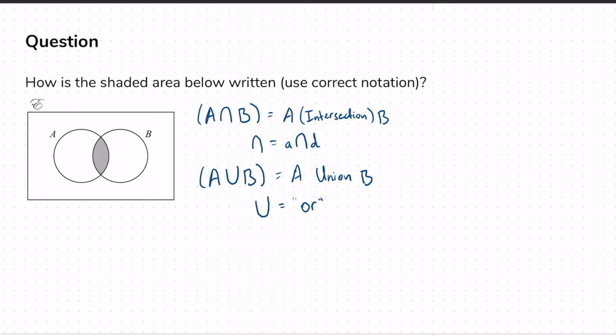The other thing you need to be concerned with is this little dash at the top. This dash is really important. It tells me "not A". So which one of these is the intersection, the crossover point? The correct notation here is A and B.